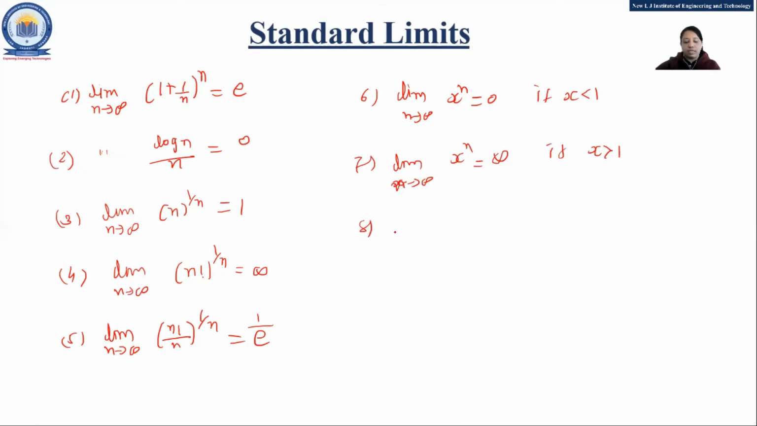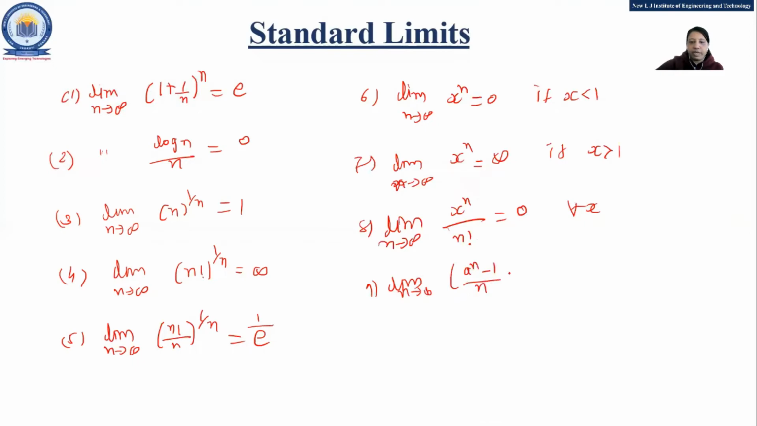Now the next one is limit n tends to infinity, x raised to n upon n factorial, so that is 0, that is for all x, right? The next one would be limit n tends to infinity, (a raised to 1 upon n minus 1) upon n. So you will have log a. So these are the standard limits.